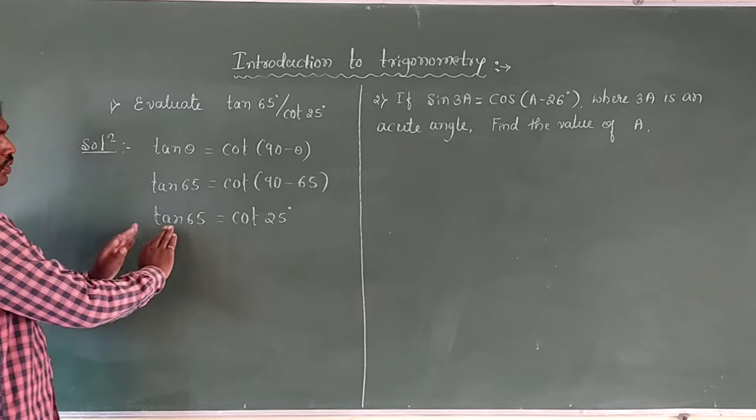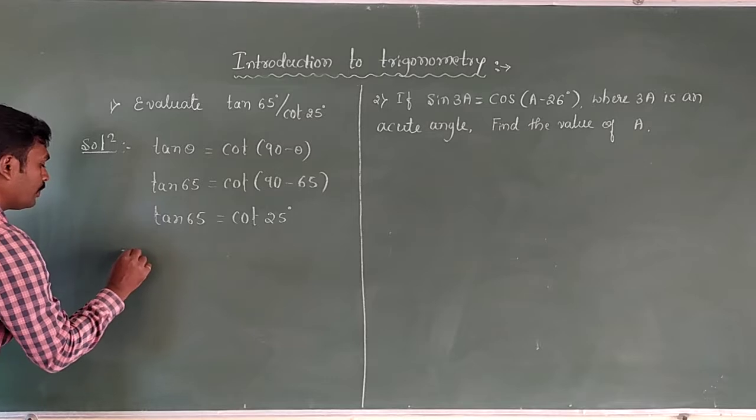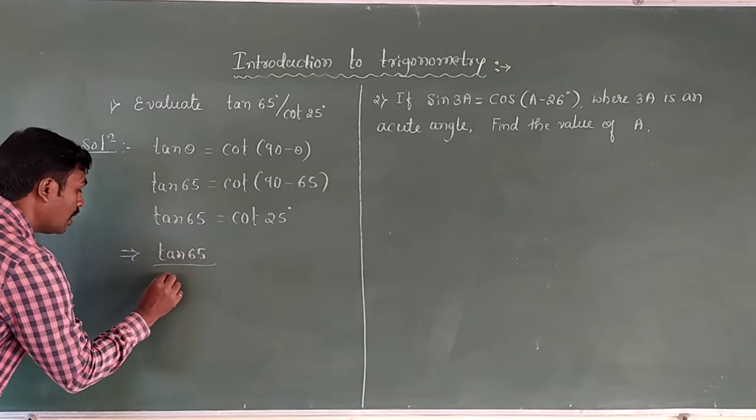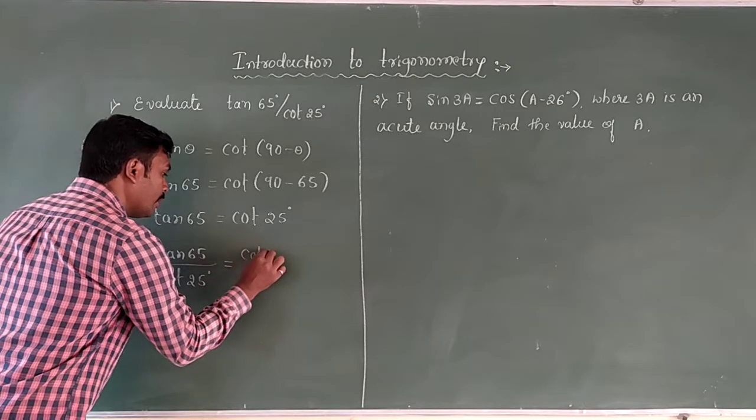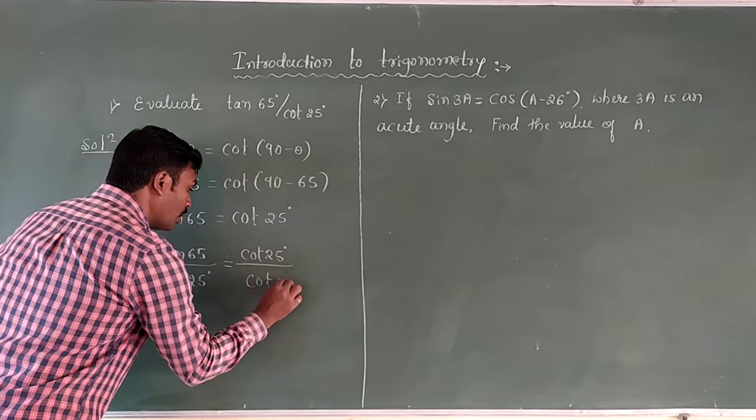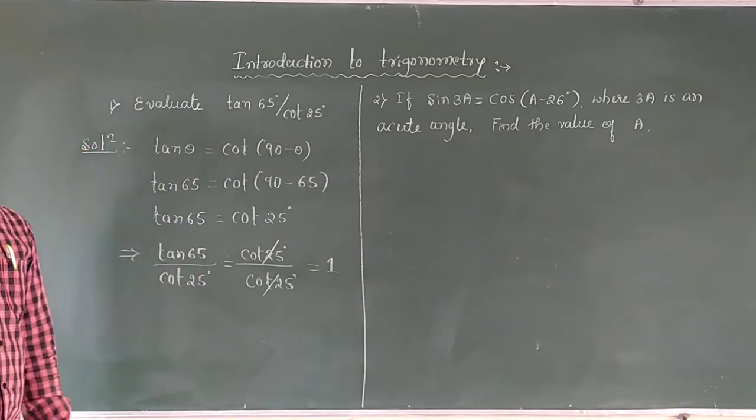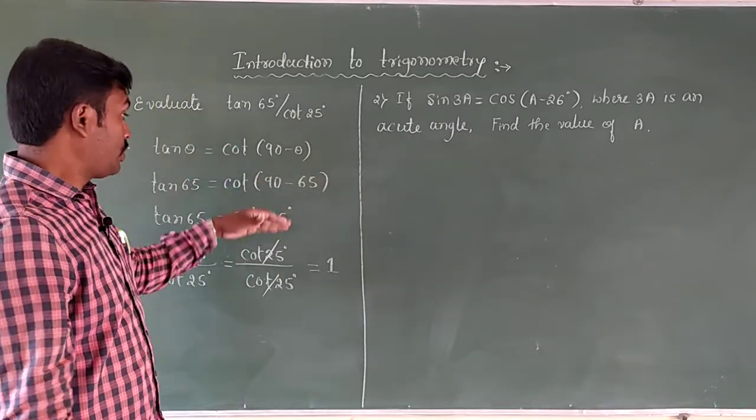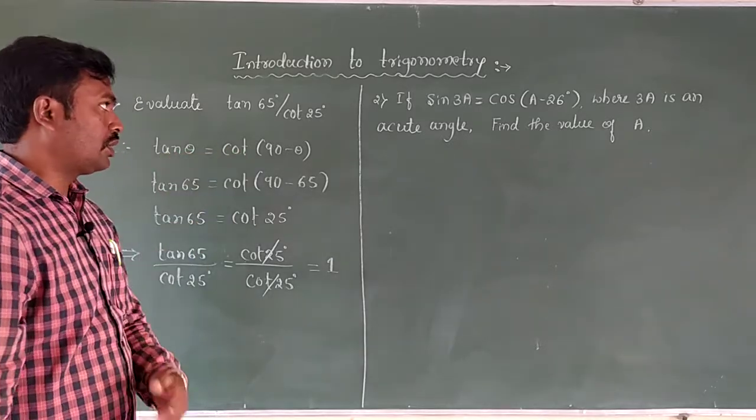Cot 25 degrees. So let us substitute this value of tan 65 in the given problem. Therefore tan 65 degree divided by cot 25 degree is equals to cot 25 degree divided by cot 25 degree. So both get cancelled. This is equals to 1, children. In this way we can use the trigonometric ratios of complementary angles. So the complementary of tan is cot. In this way we can solve this one.